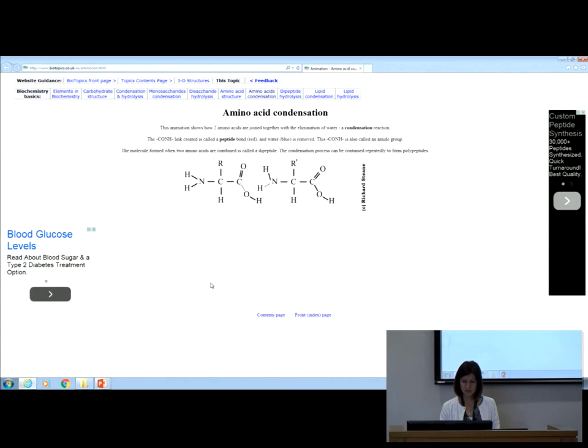So see the water molecule going away? The hydrogen, the OH here, you remove a water molecule, and then you form a bond here. Pretty cool. I'm not going to ask you to draw the reaction, but I want you to see that it's a condensation reaction. I do want you to know that the peptide bond is formed between the amine of one amino acid and the acid group of the other amino acid, and that water is removed from this reaction.